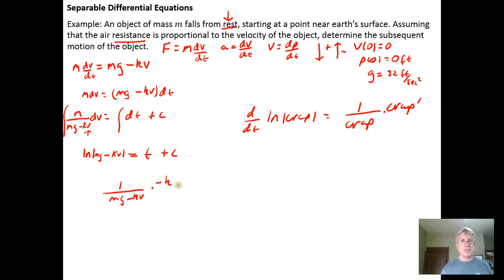So I see that to get m over mg minus kv, I would need to tweak this. I would need to multiply by an m over k to get the k to cancel, and I would need this to be a negative, since negative times negative is a positive. So my antiderivative, I'm going to have to tweak by adding this minus m over k on the front of it, so that it adjusts the derivative of the natural log so that I get this back. If you're uncomfortable taking the antiderivative this way, what we could do is a u substitution, letting u equal the stuff in the denominator, let u equal mg minus kv.